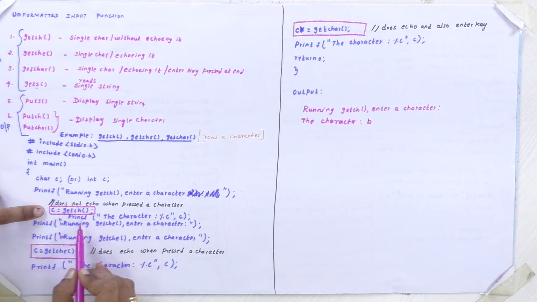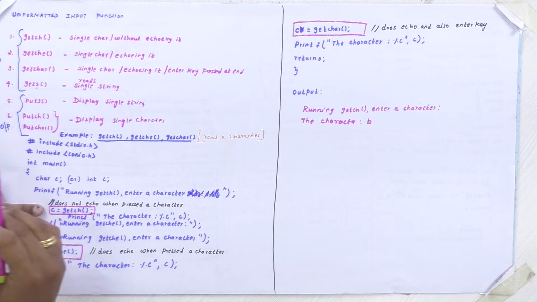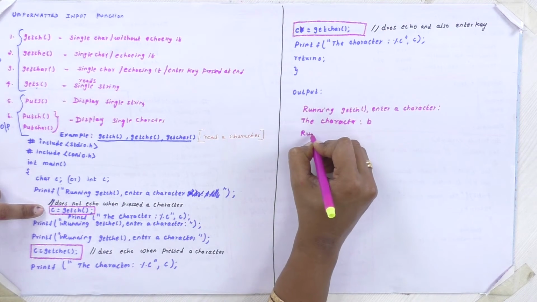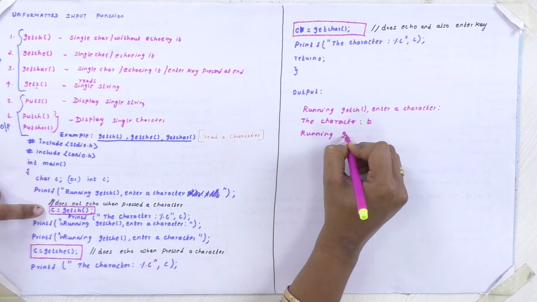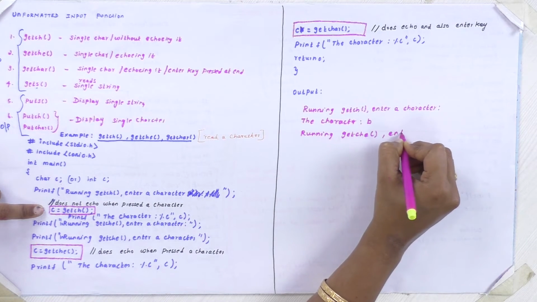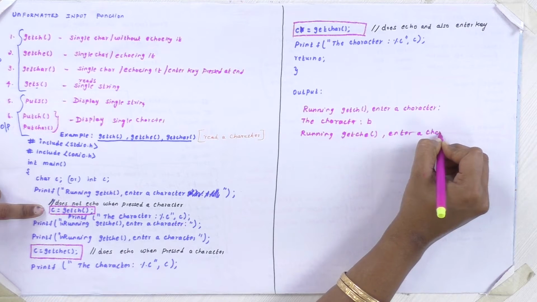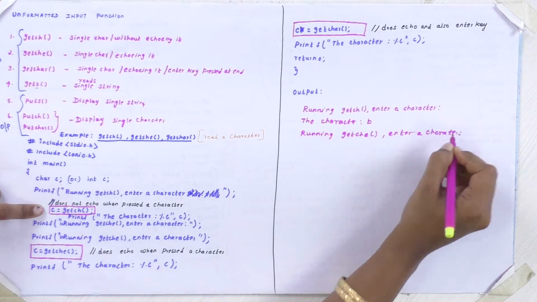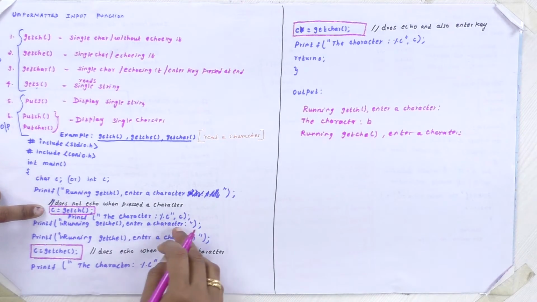The next one is printf, running getche, enter a character. So it will ask for a character. The printf function just displays whatever text you give.